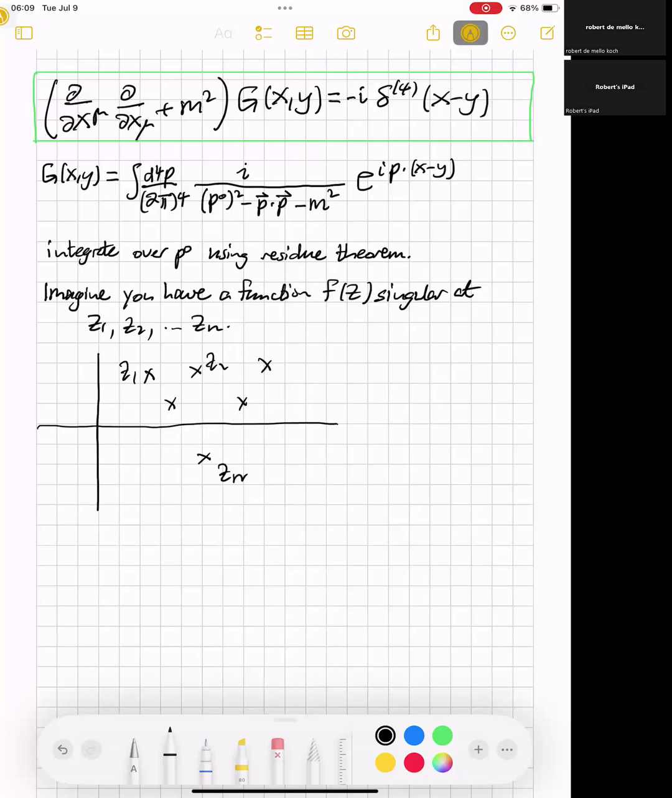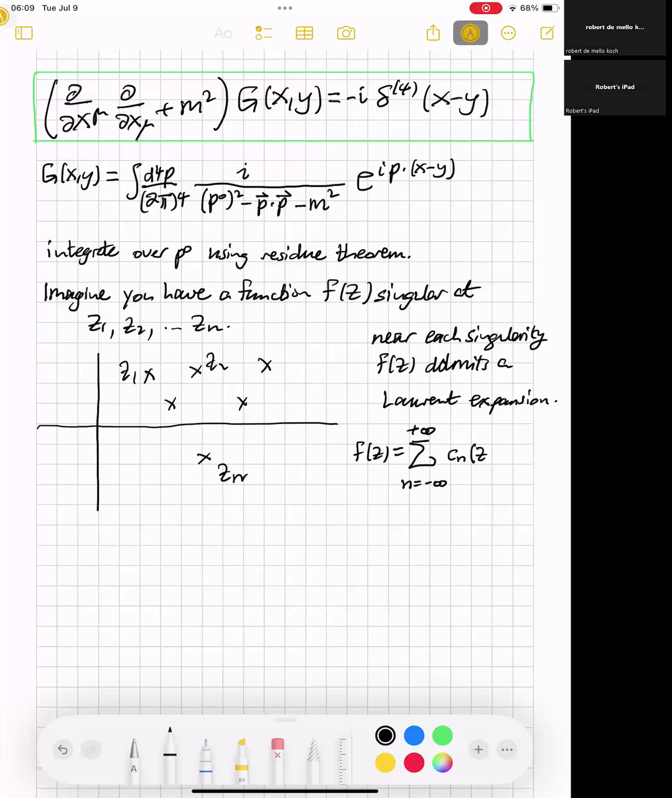Near each singularity, there's a theorem that tells us f of z admits a Laurent expansion. And what does this look like? I should stress this is an expansion near each singularity. The expansion looks like this: f of z is a sum over some integer n going from minus infinity to plus infinity, of some coefficient cn times z minus zi to the n. So here I am expanding close to the singularity at z equal to zi.